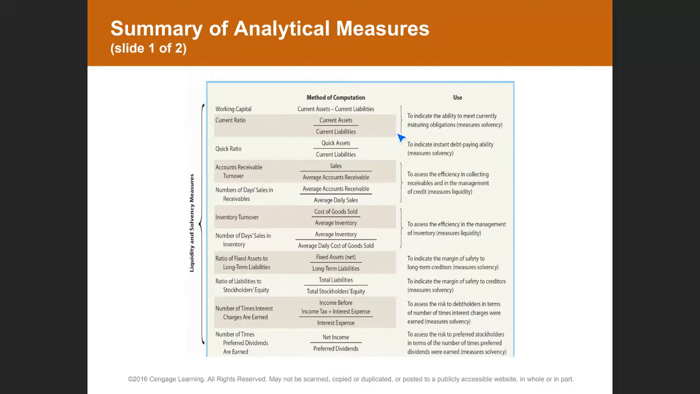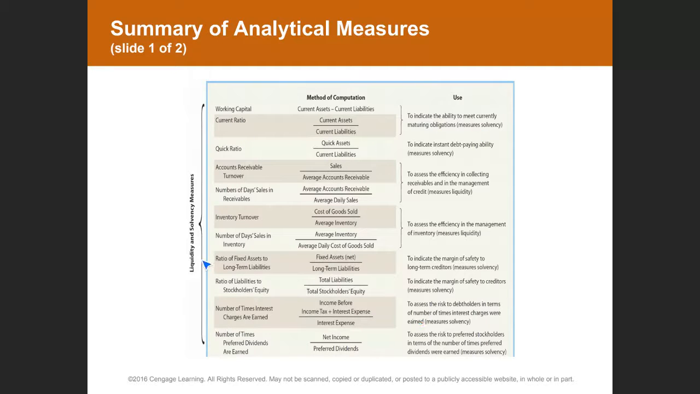Notice this right here is saying that both of these do the same thing. It's saying working capital, and also your current ratio can be used as well. Your current ratio is your current assets divided by your current liabilities. That's how you compute it. Your current ratio is used to indicate the ability to meet currently maturing obligations. It measures solvency. So that's how you read through this.